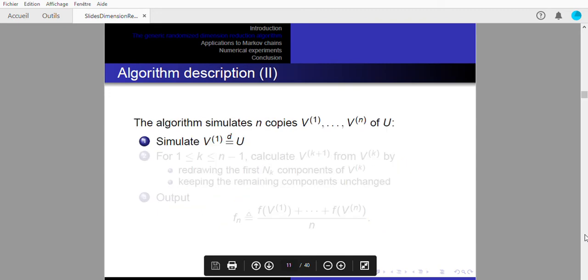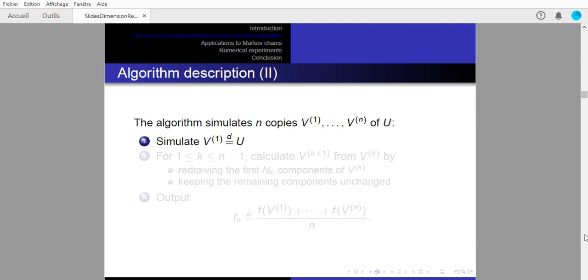Okay, so the algorithm simulates n copies of u. So v1 up to vn are copies of u. They have the same distribution as u. So v1 is just simulated, it can be simulated like u.